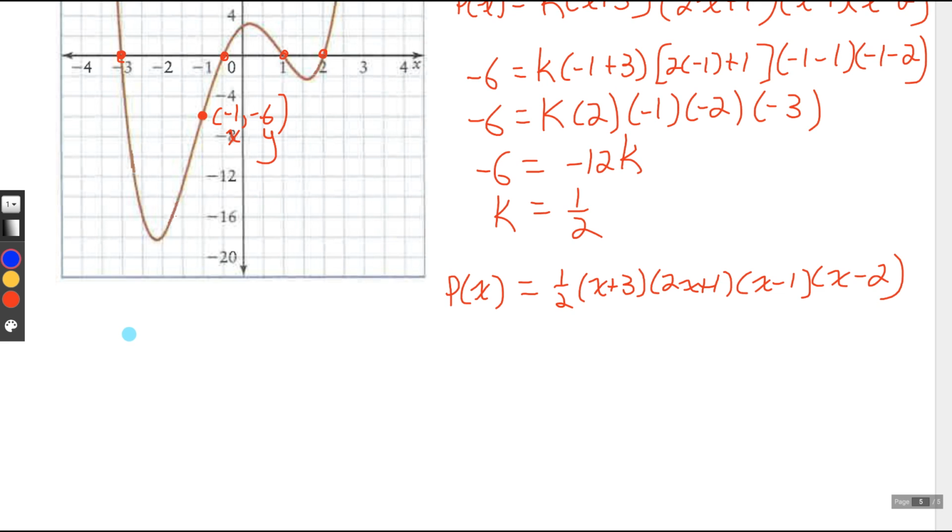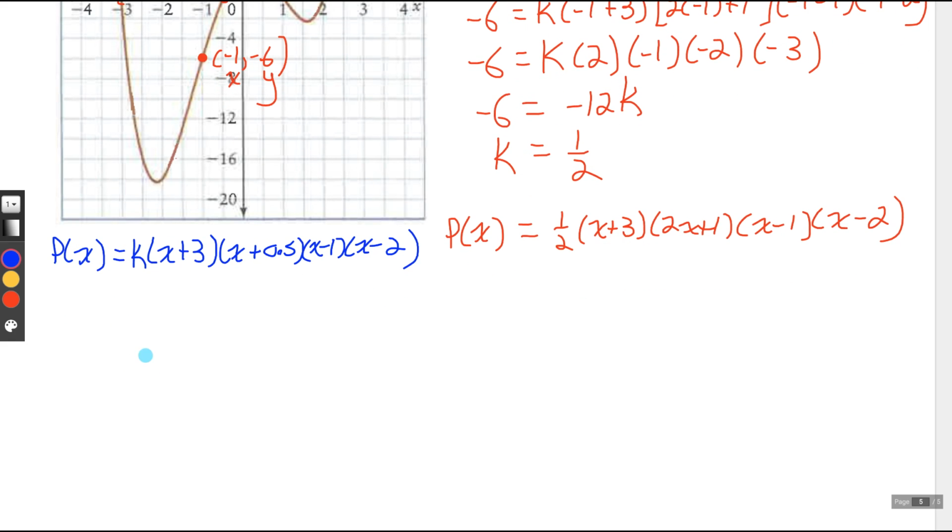Now let me backtrack to what I told you about this factor of 2x plus 1. If, while you were doing this question, you decided to use x plus a half instead of 2x plus 1, let me just write that out, you're going to get a different k value. And in fact, the k value you get is going to be twice as big. Let me explain to you why.